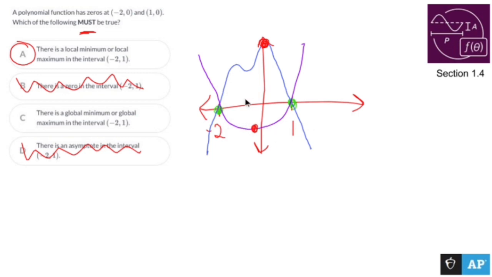We can, though, guarantee a local something, and that's why we go with A. So it's a very tricky problem, and it's one of those things where you have to be really, really good to guarantee your answer, but A is the only thing that must be true.